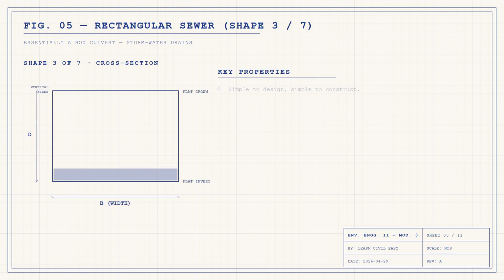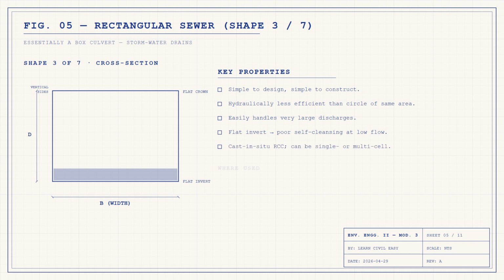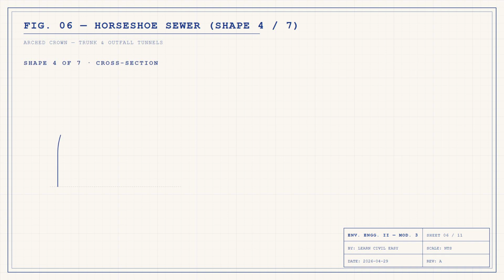Next, the rectangular sewer, essentially a box culvert. It is simple to design and simple to construct. It can handle very large discharges that no single round pipe could carry. Hydraulically, however, it is less efficient than a circle of the same area, and its flat invert leads to poor self-cleansing at low flow. Rectangular sewers are therefore used mainly as storm water drains in city streets and as box culverts crossing roads and railways.